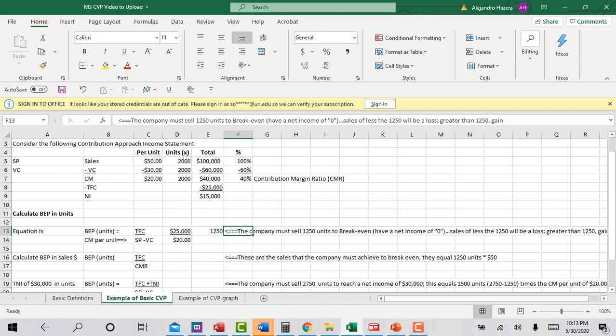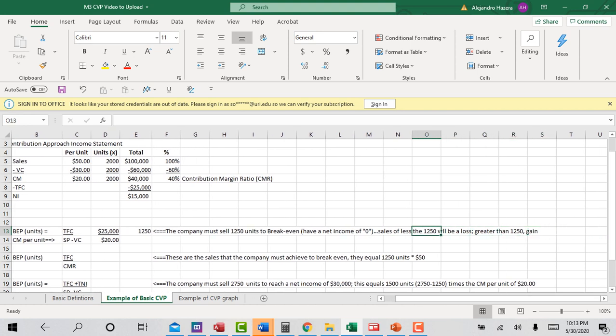And looking over here, this means that the company must sell 1,250 units to break even. I have a net income of 0, okay? And sales of less than 1,250, so if they sell less than 1,250 units, they will have a loss. Sales greater than 1,250 units, they'll have a gain. That's actually very well written.